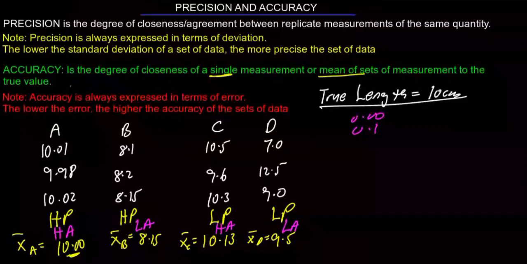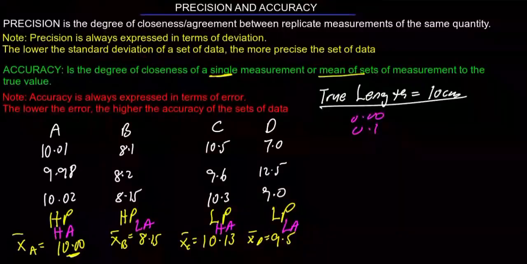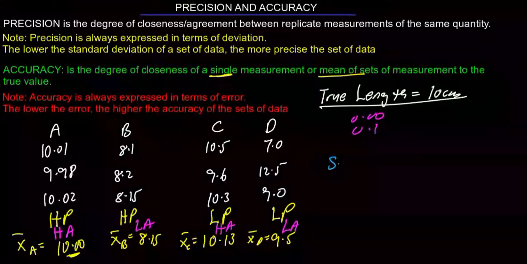Now, take note of this. The lower the standard deviation, let me say you calculate the standard deviation, and your standard deviation is low compared to other measurements, then your data is more precise. So I can say the standard deviation is inversely proportional to the precision.